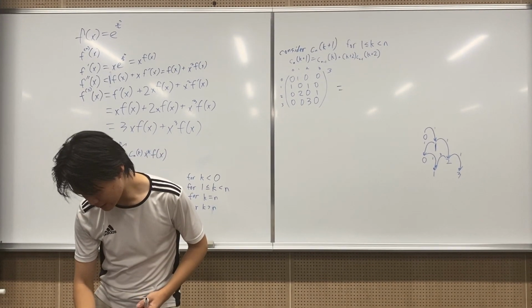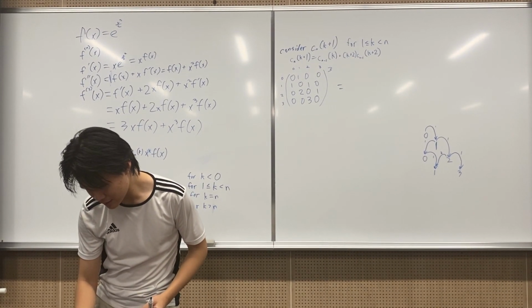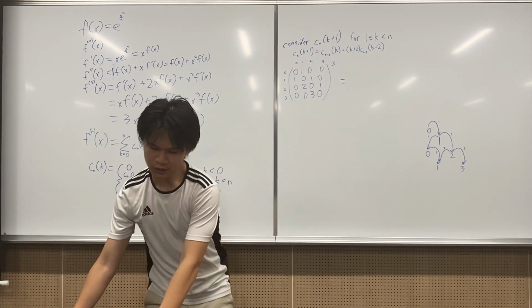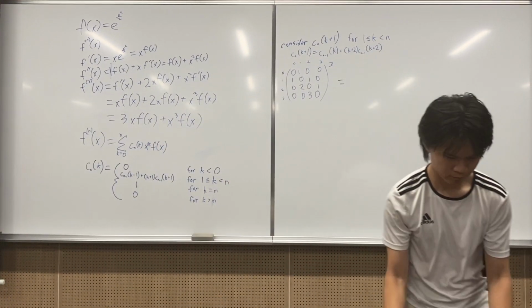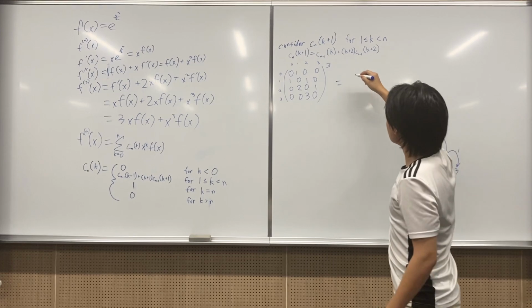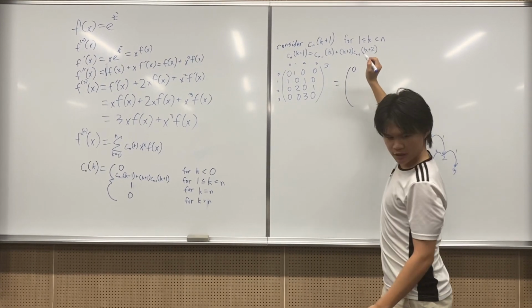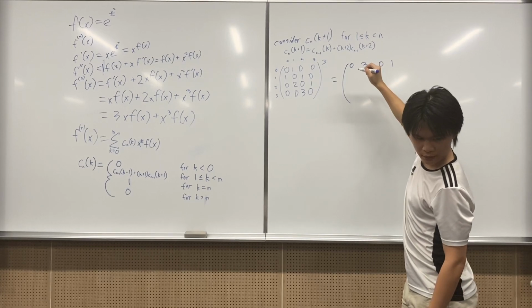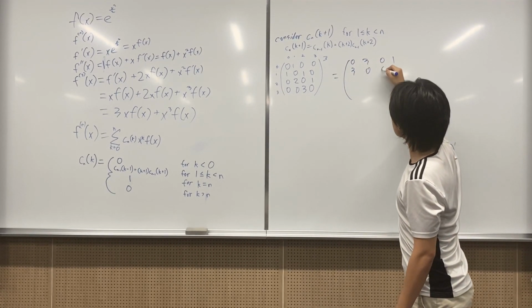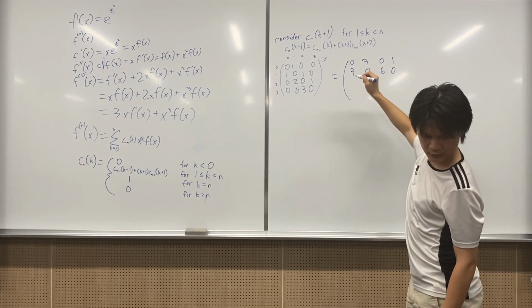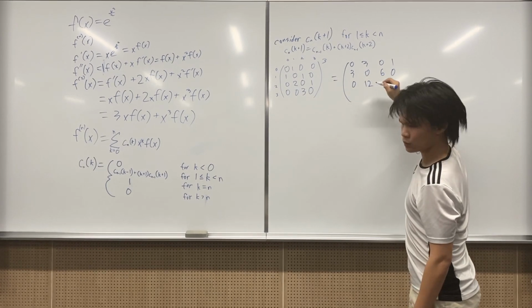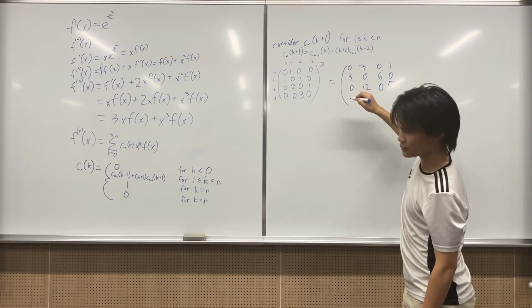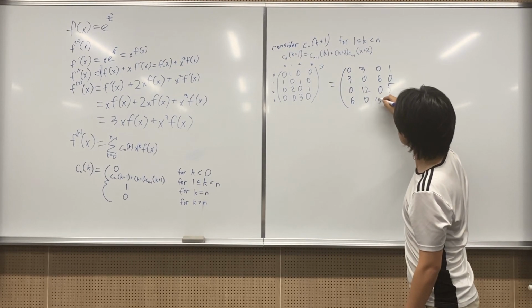I've got a Matlab script for this. This will be 0, 3, 0, 1, 3, 0, 6, 0, 0, 12, 0, 5, 6, 0, 15, 0.